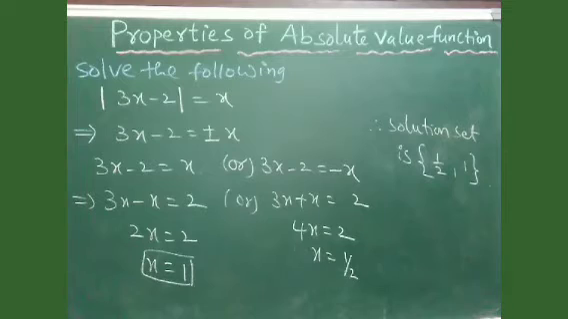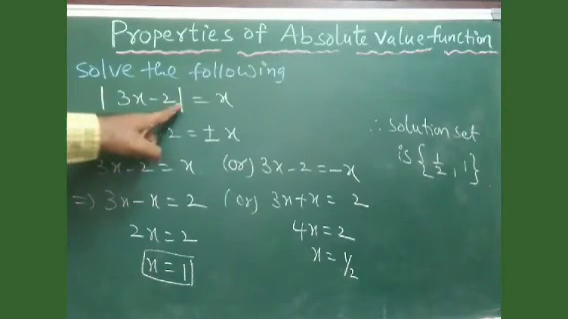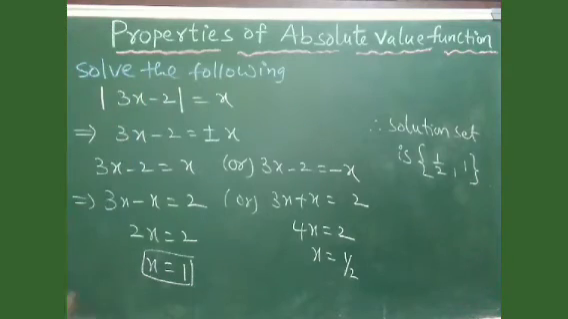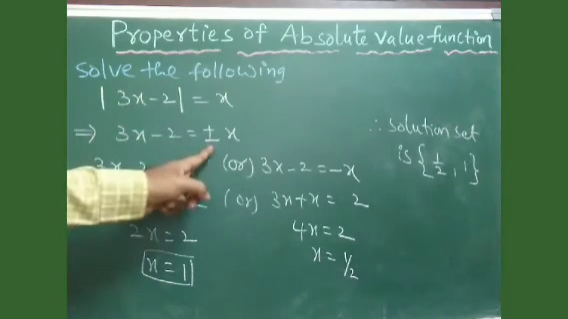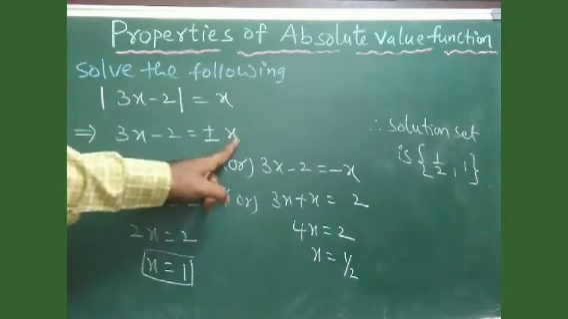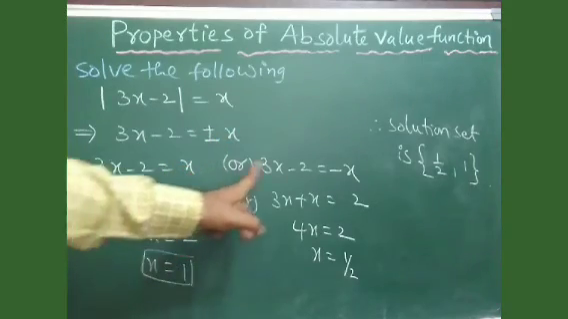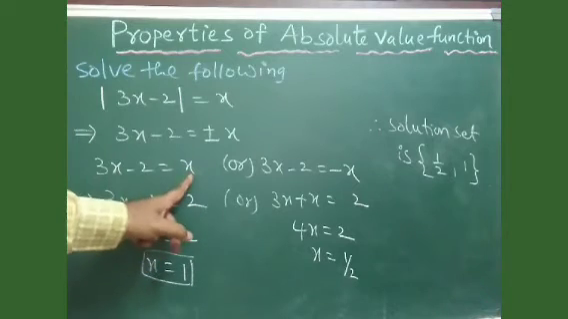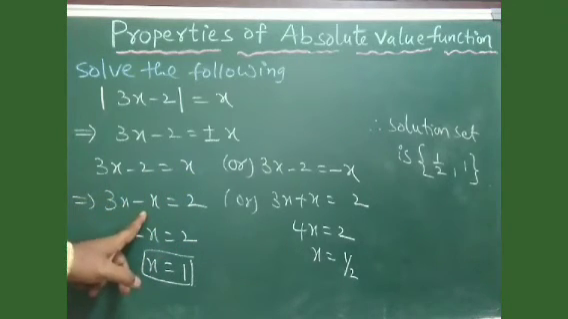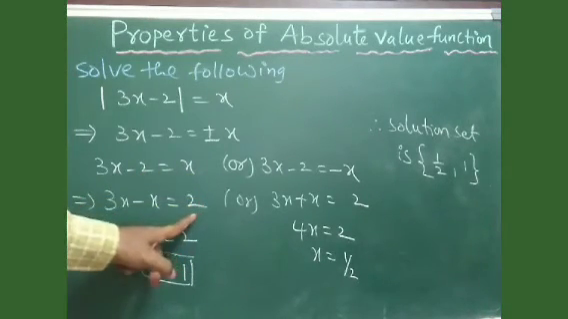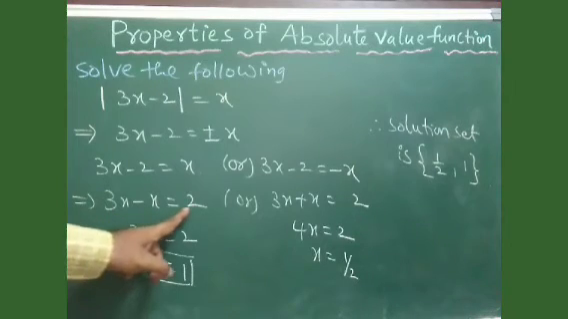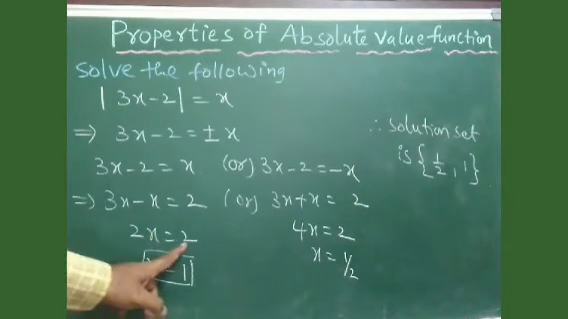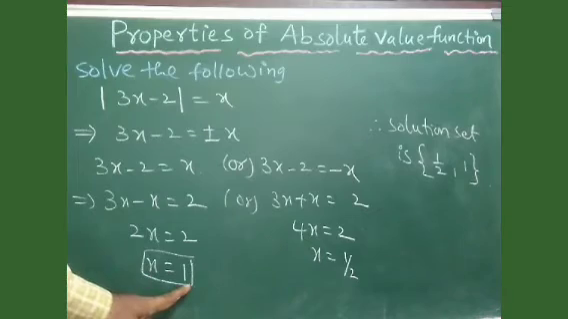So look at this question now. We need to solve modulus of 3x minus 2 is equals to x. So when you remove the modulus, we need to take plus or minus x. Hence case 1 with plus x and case 2 with minus x. Now from this, you can bring the x this side and send the minus to that side. Hence 3x minus x is equals to 2. Then 2x is equals to 2. From this x is equals to 1.